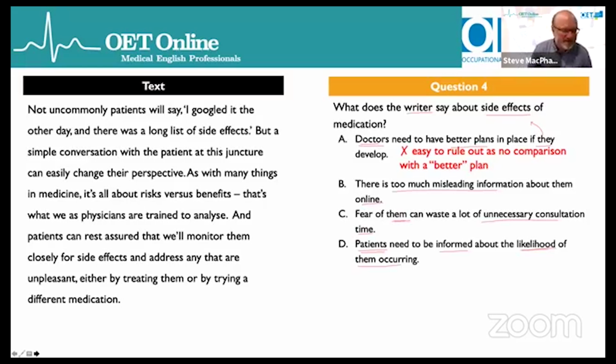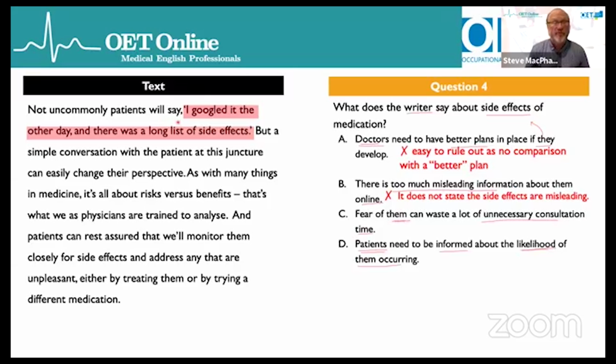20% went for B. That's quite a lot. But look, it does say in the first sentence, not uncommonly patients will say, I Googled it the other day and there was a long list of side effects, right? So there was a long list. But that's not telling us that that list was misleading. There may be a lot of information, but it simply says there's a long list. The misleading is not mentioned. We don't know that. So perhaps if you chose B, you're implying something that's not stated.